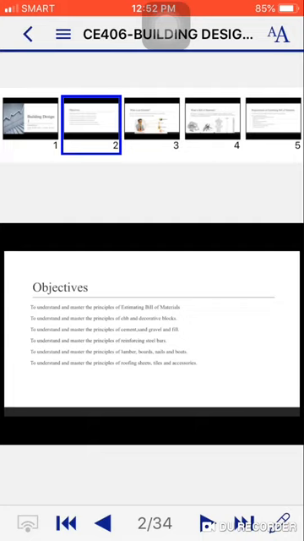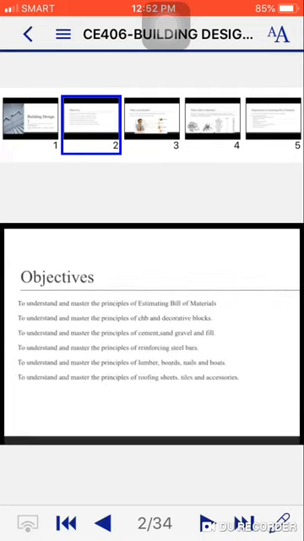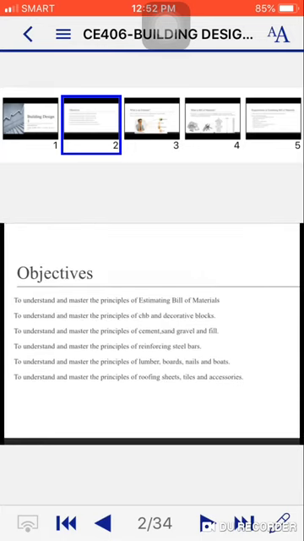So here are the objectives for Building Design 1. First is to understand and master the principles of estimating bill of materials. Then next is to understand and master the principles of concrete hollow blocks and decorative blocks. Then next is to understand and master the principles of cement, sand, gravel, and fill. Then next, to understand and master the principles of reinforcing steel bars. Then next is to understand and master the principles of lumbers, boards, nails, and bolts. And last, to understand and master the principles of roofing sheets, tiles, and accessories.